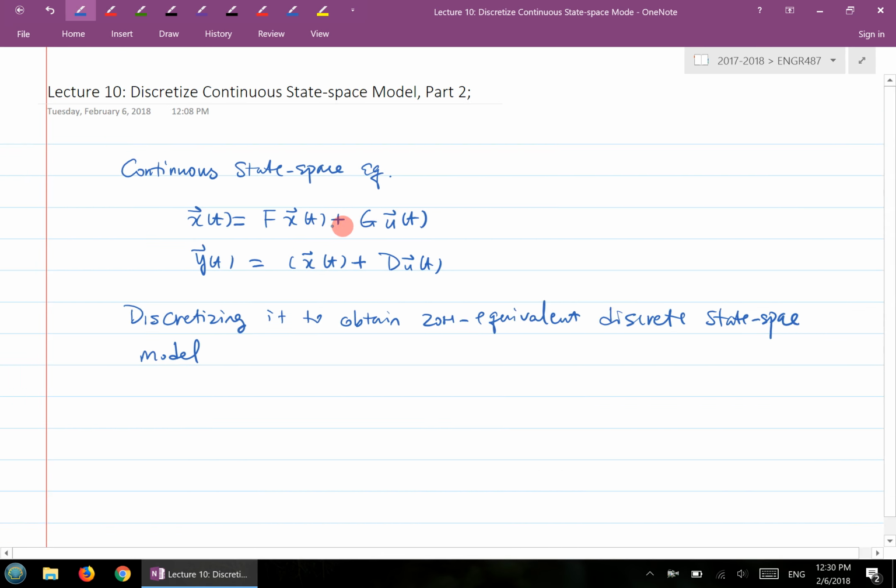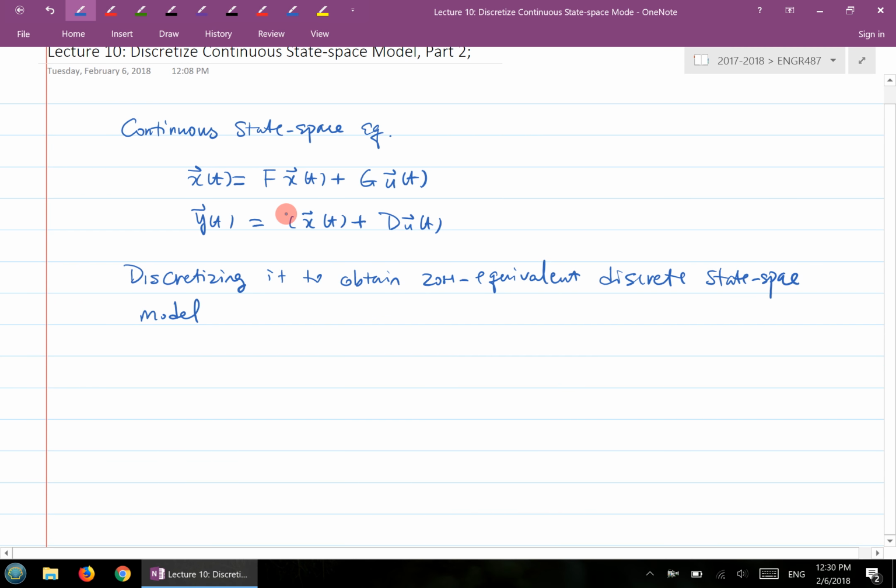So this is a continuous state space model. It's a general state space model. If we want to discretize that into a discrete space model, we discretize it using this zero order hold equivalent technique. In the previous lecture we were able to derive a discrete state space model.